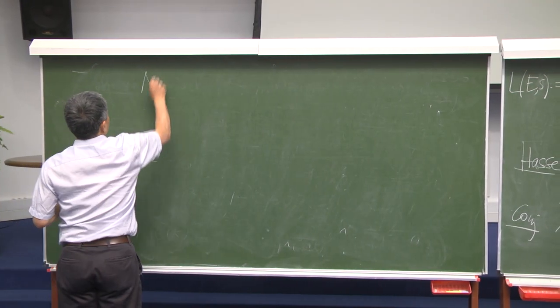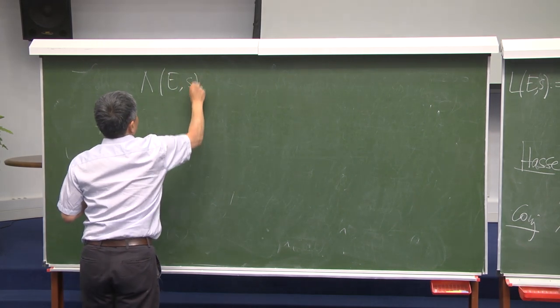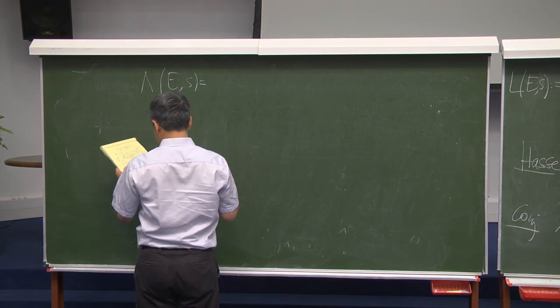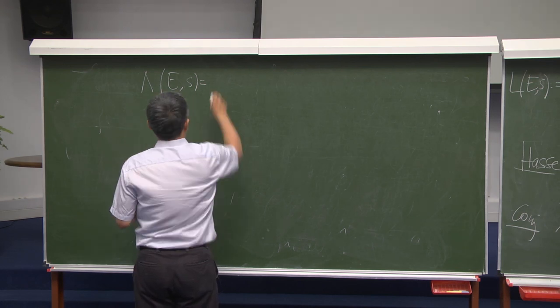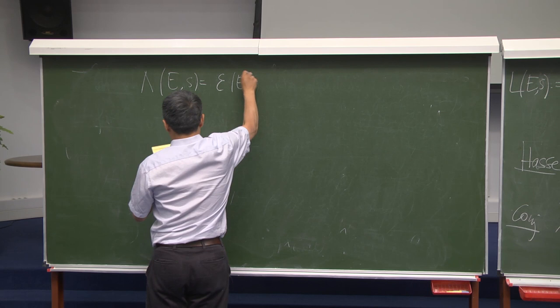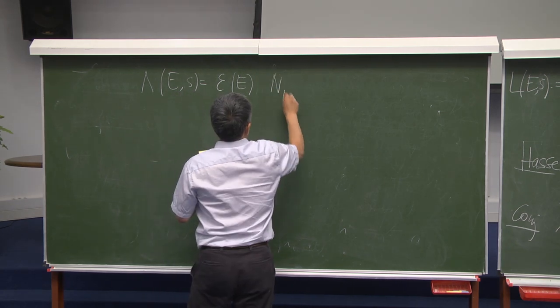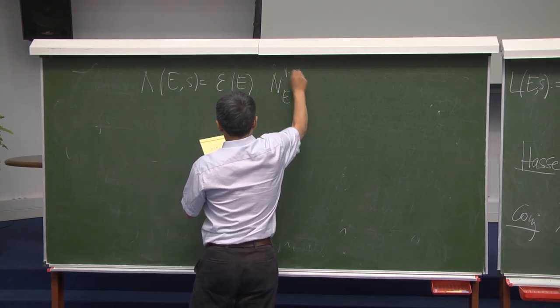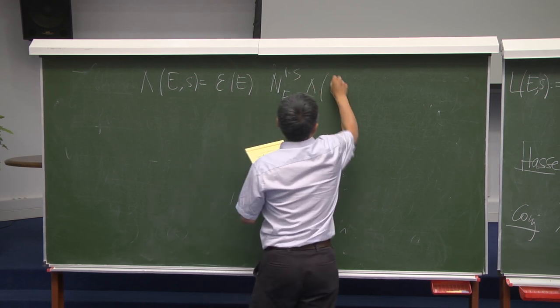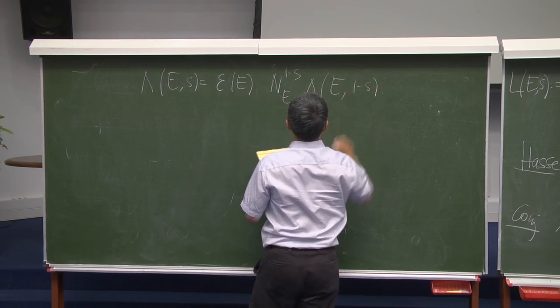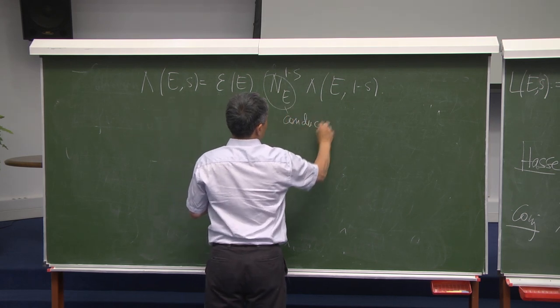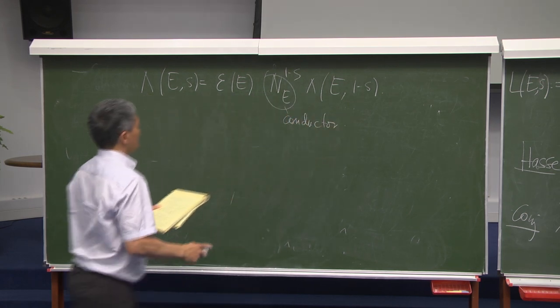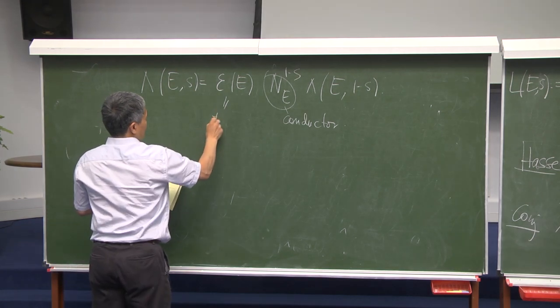So lambda(E,s) equals, let me see, what's the functional equation? Epsilon of E, norm of E, to the 1 minus s, lambda(E, 1 minus s). So this is the conductor. This epsilon is equal to plus or minus 1.